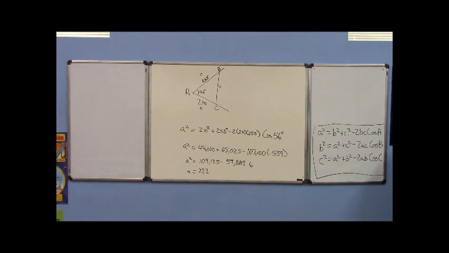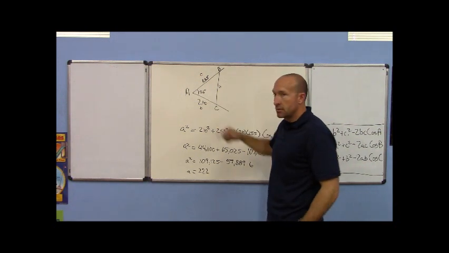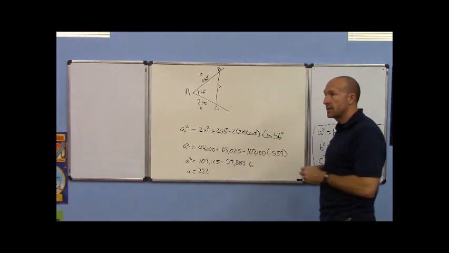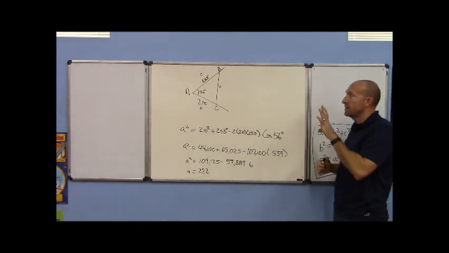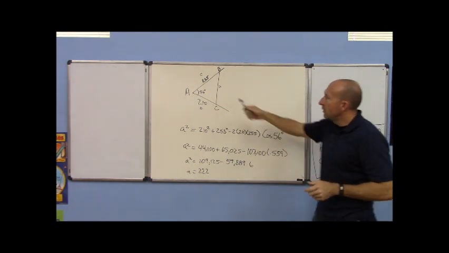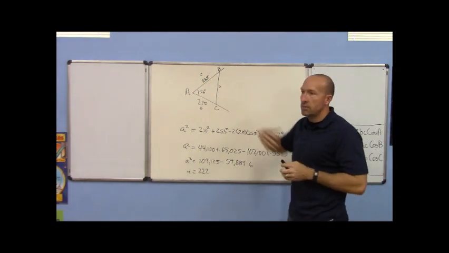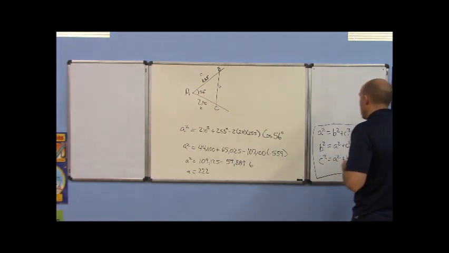Now, some of it will be finding a side, some of it will be finding an angle measure. It just depends on what you're missing. But the lesson learned is to identify which law you're going to use. Draw your diagram and put in all your information, and visually you can determine what law you're going to use and what you're going to need. What is it that I don't have?